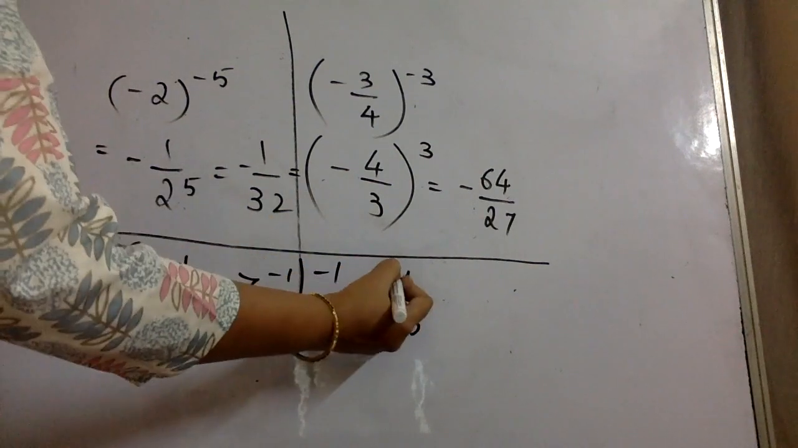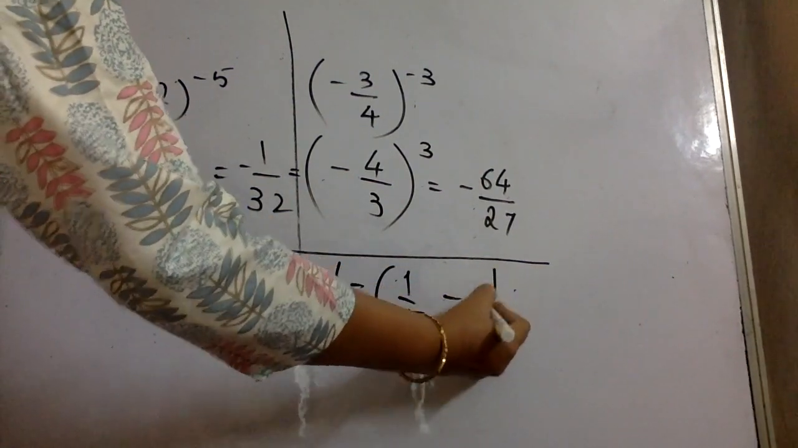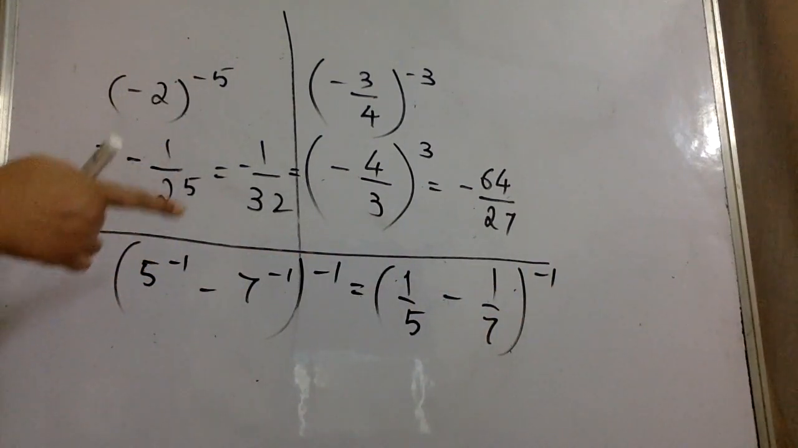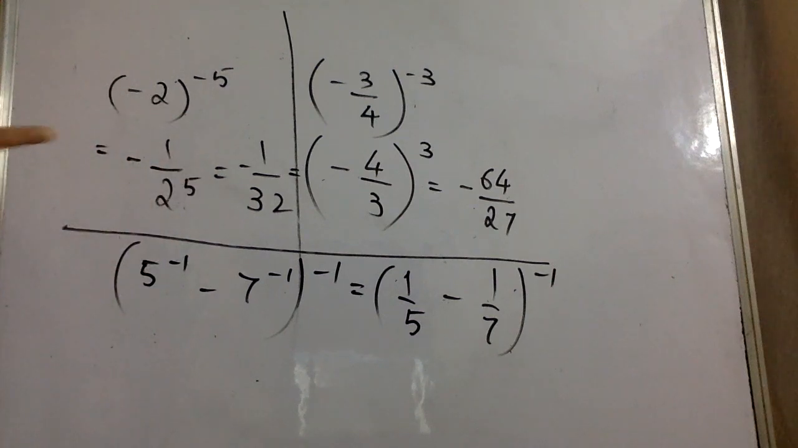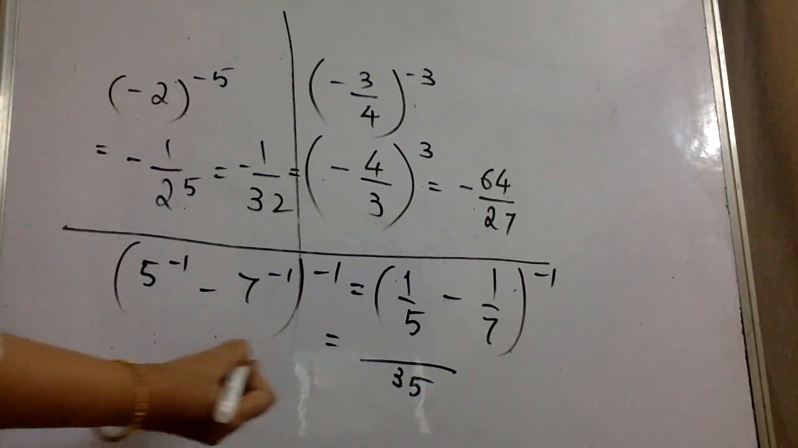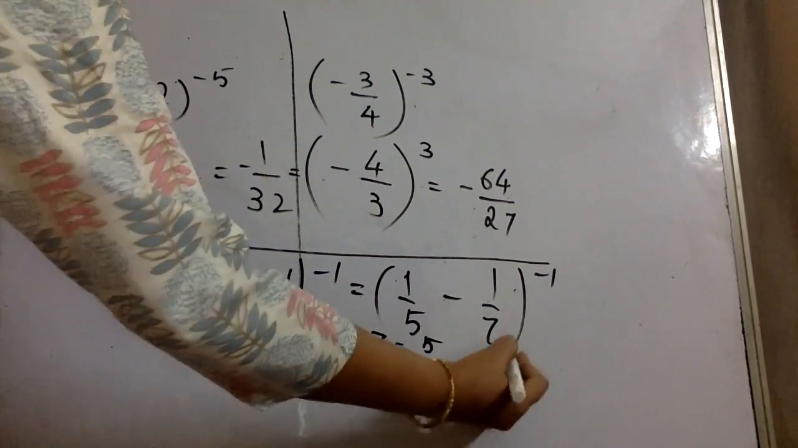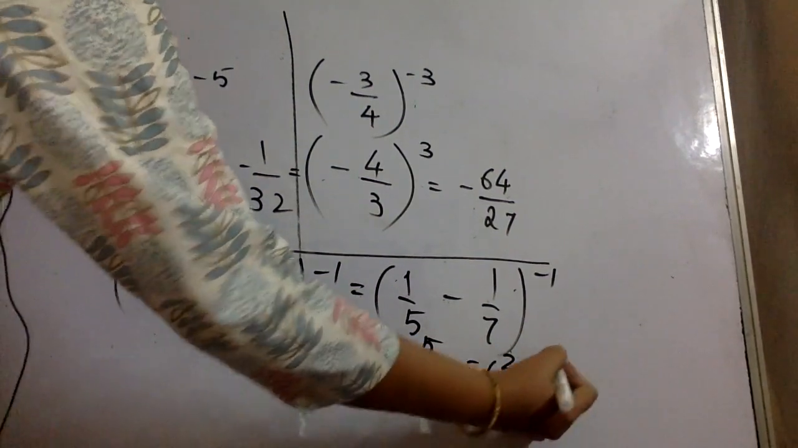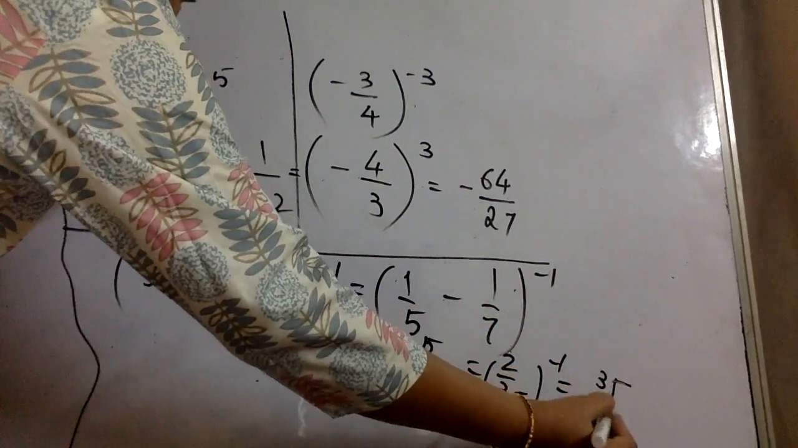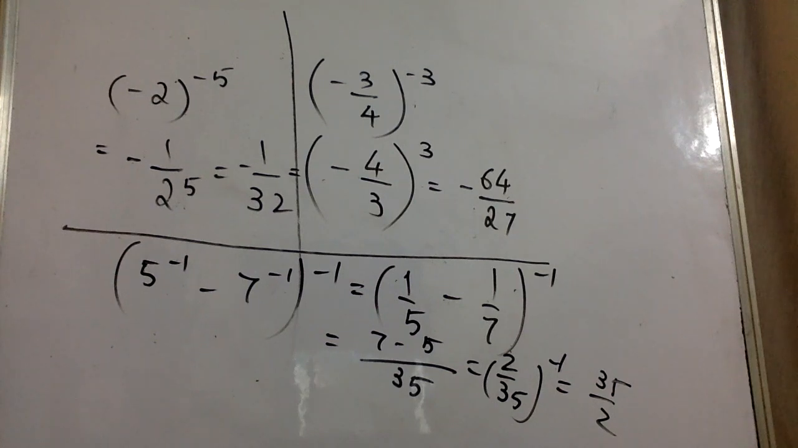So here I'll retain the bracket, minus also will be written, and a 7, and this minus 1 to be written. I'll first complete with my bracket, and only after that I'll be using that minus sign. Okay, so now LCM is 35. If LCM is 35, 7 minus 5, which is 2 by 35, to the power minus 1, which is equal to 35 by 2. So this is my final answer.